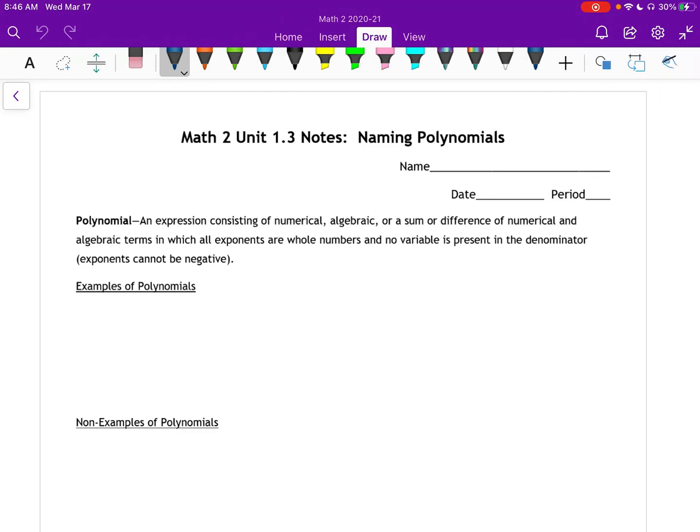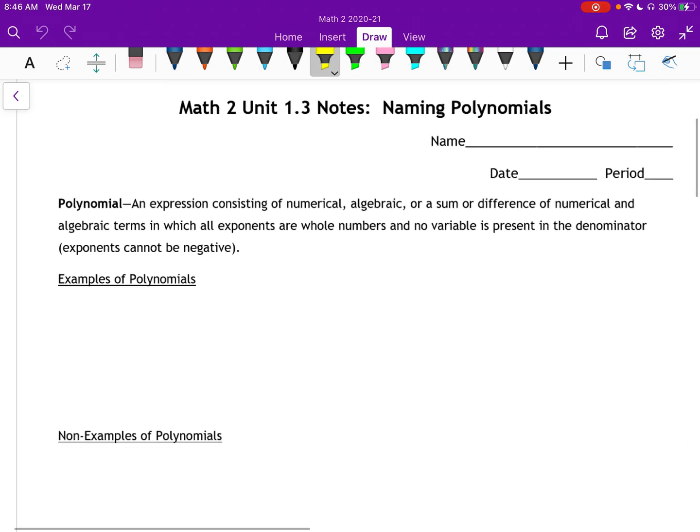Alrighty, 1.3, naming polynomials. So starting off, what is a polynomial? A polynomial is an expression consisting of numeric, algebraic, or a sum or difference of numerical and algebraic terms. Right. Numeric, what does that mean? That means a number. Algebraic, that means a variable, right? So like x.